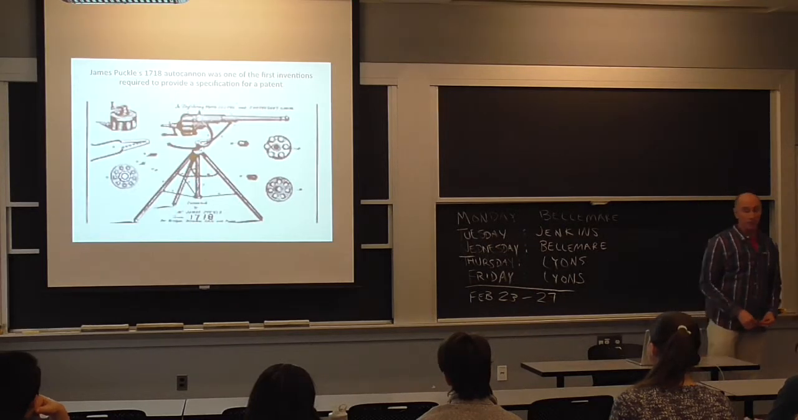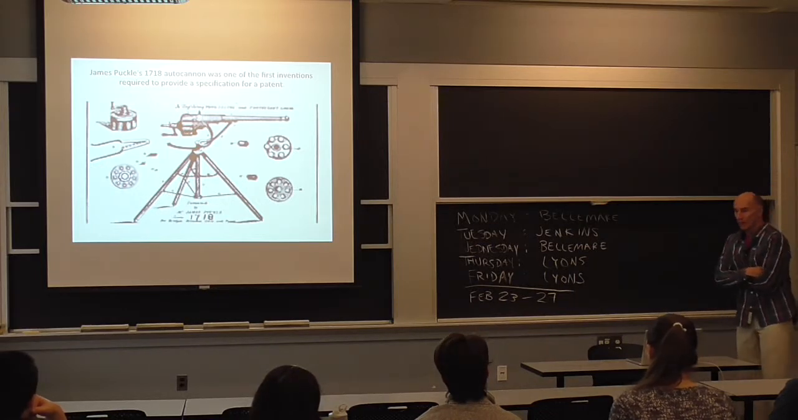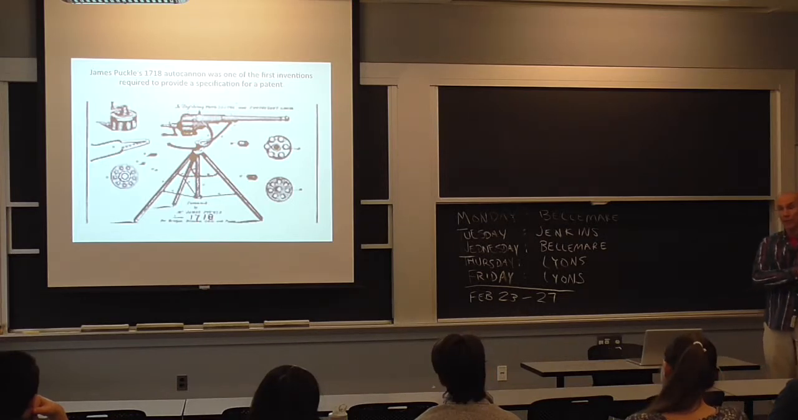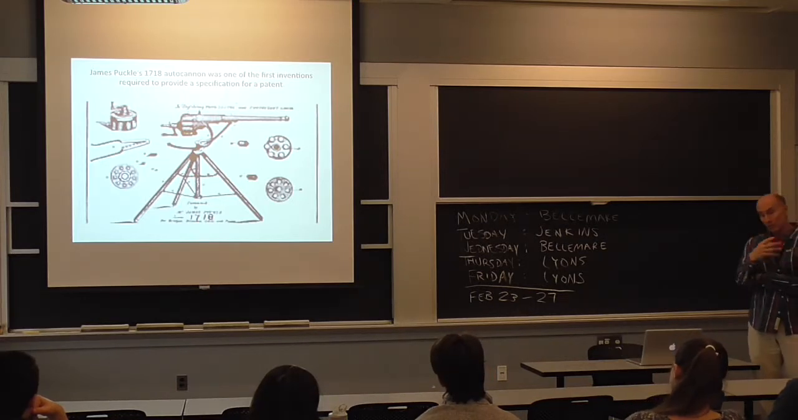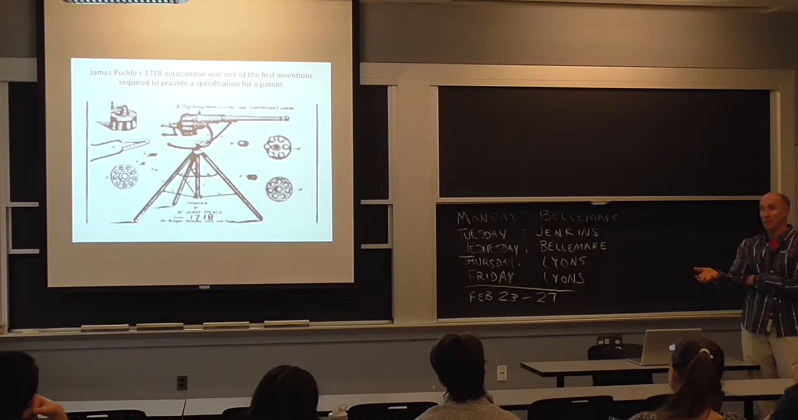I thought you'd like to see one of their first patents, the Autocannon by James Puckle. This is one of the first inventions that was described, if you will. You didn't have to, as I said, usually you'd have to bring the invention into the U.S. Patent and Trademark Office or its precursor and demonstrate your invention that way.